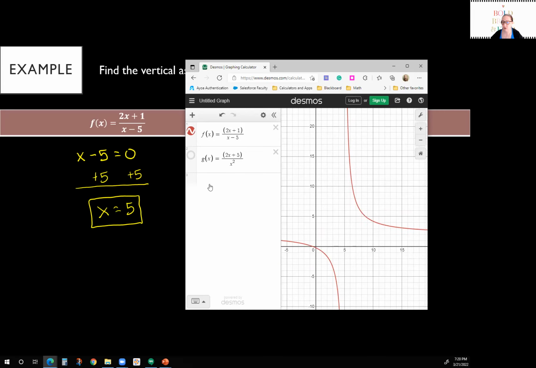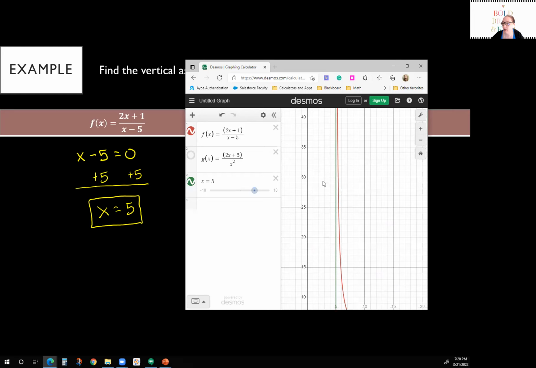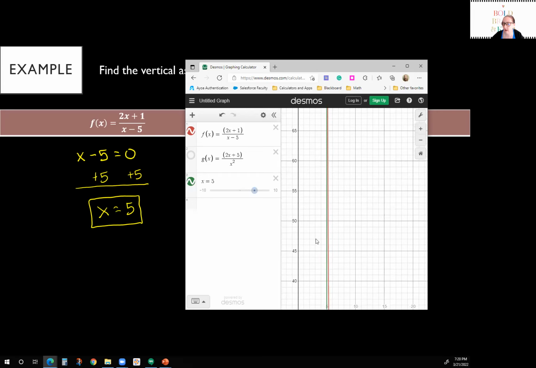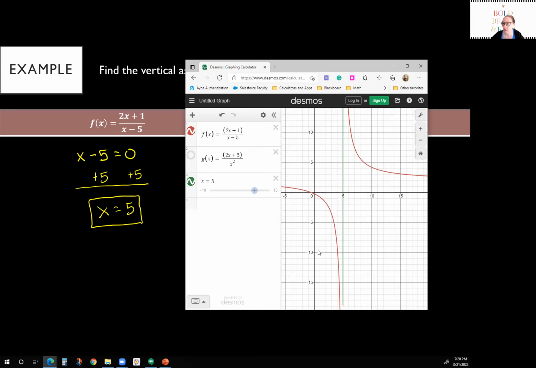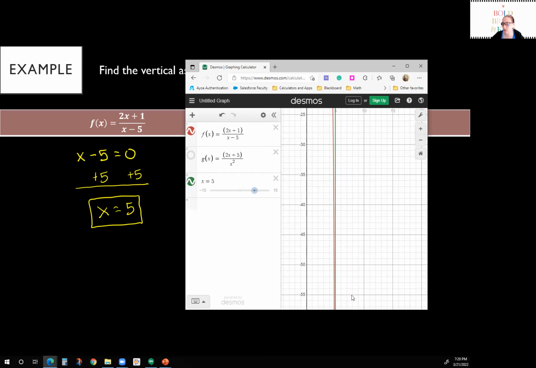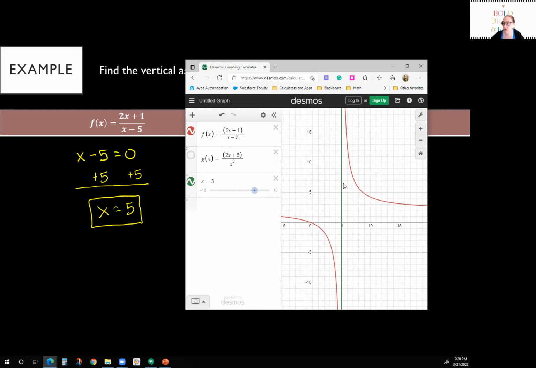Now, if you want to double check, if it's hard for you to tell, you can type in your vertical asymptote here, and it will give you that line. And as you scroll, you can see our red graph is getting close to the green line. And that tells you that it's a vertical asymptote there. And same thing when I go down in the other direction, the red line is getting closer and closer to the green, and the green is our asymptote. So you can do that to kind of check yourself.